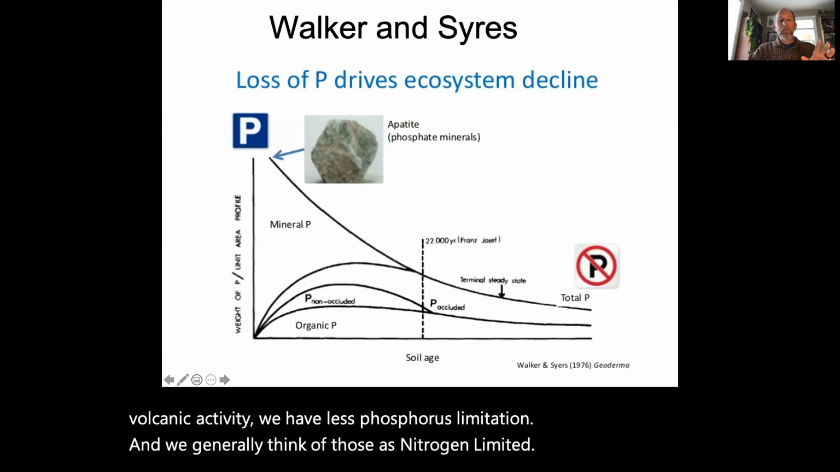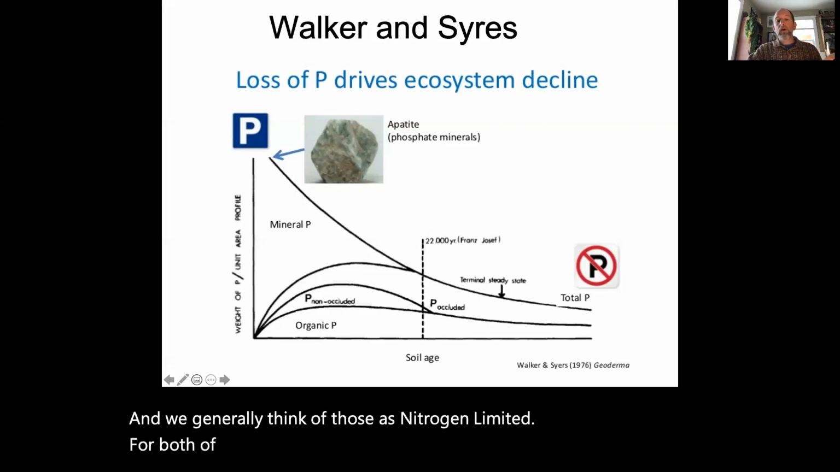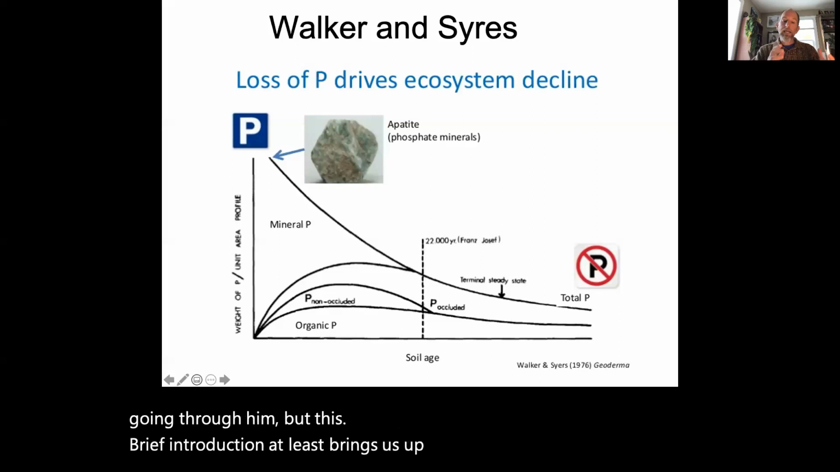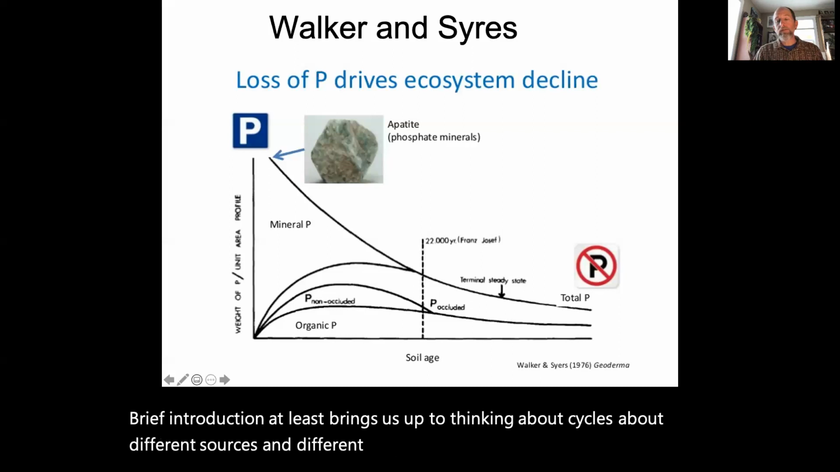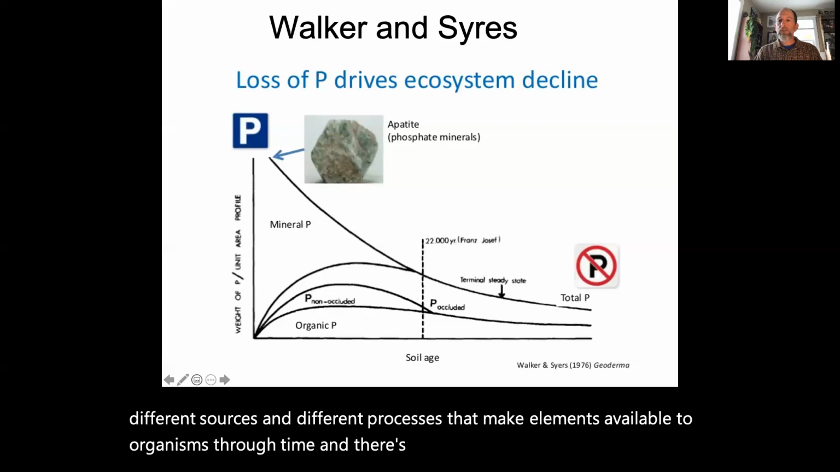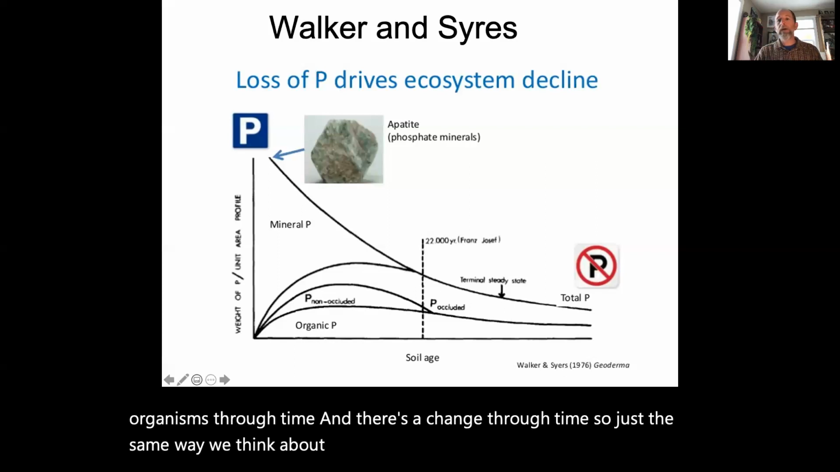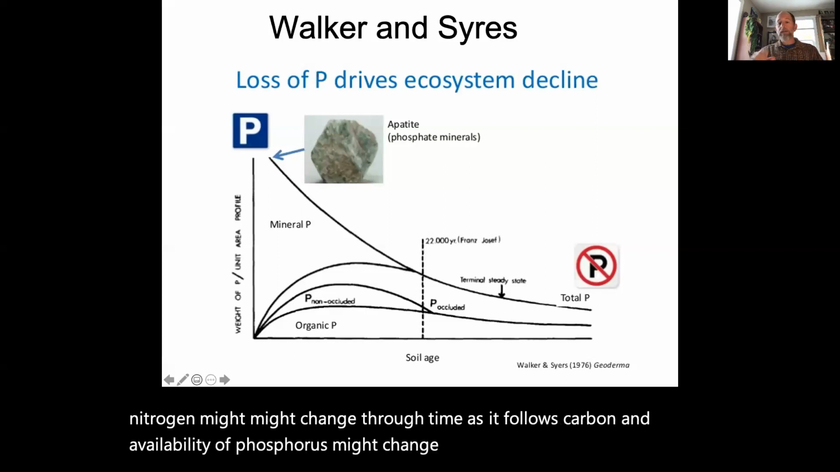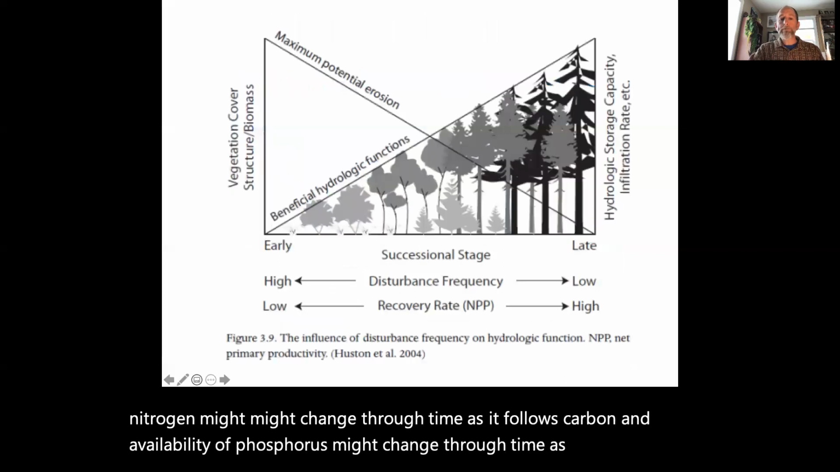Okay. For both of those cycles and for carbon, we're going to spend more time going through them, but this brief introduction at least brings us up to thinking about cycles, about different sources and different processes that make elements available to organisms through time, and there's a change through time. Just the same way we think about biomass changing through time, availability of nitrogen might change through time as it follows carbon, and availability of phosphorus might change through time as phosphorus sources get eroded away.